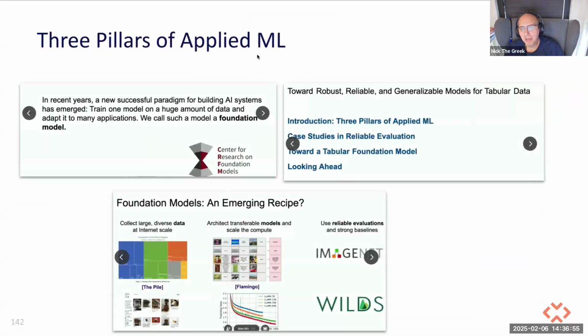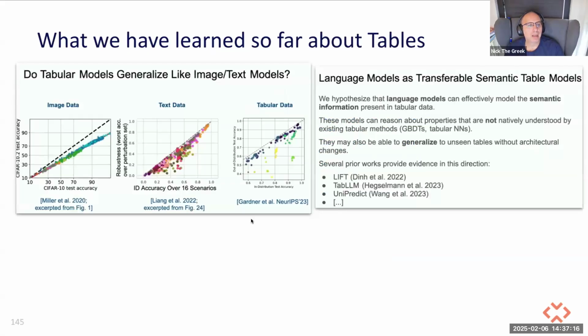And he basically motivates everything on the same grounds as the talk that you saw from Gael. He basically says the same things: foundation model and emerging recipe. Can we just collect data and pre-train a model? And here are some interesting statistics about tables.